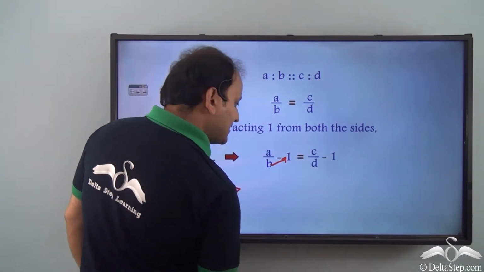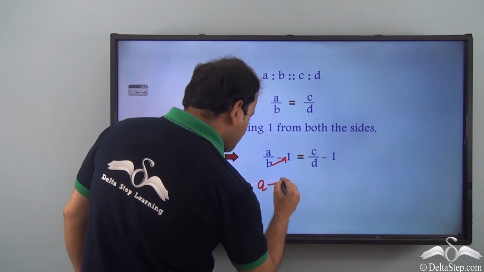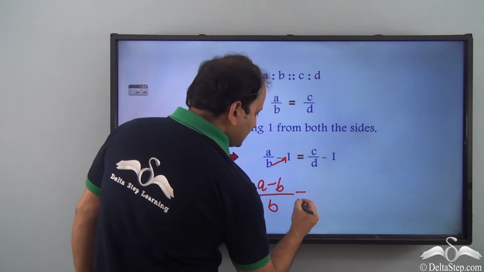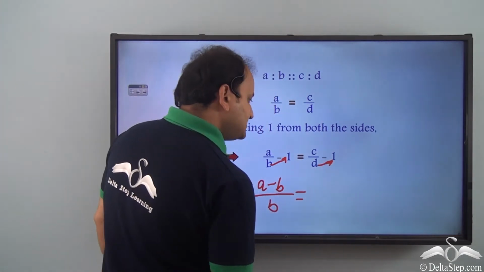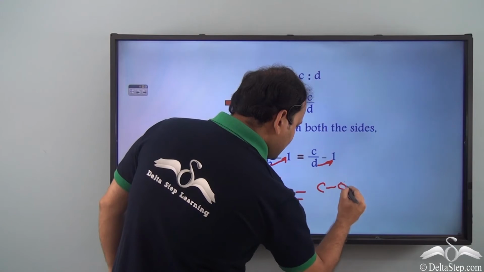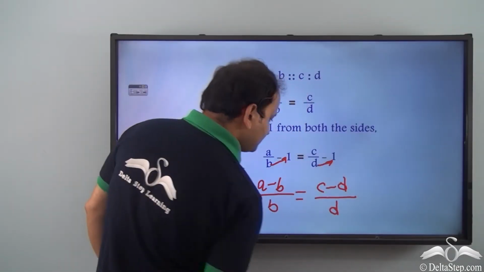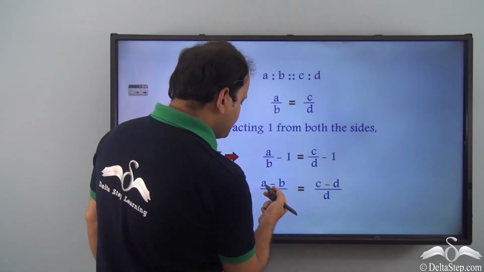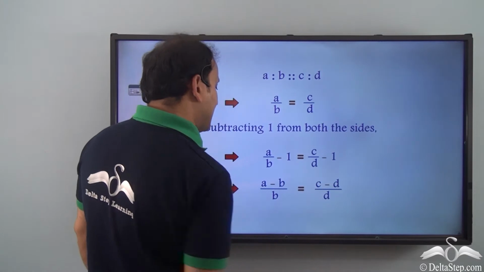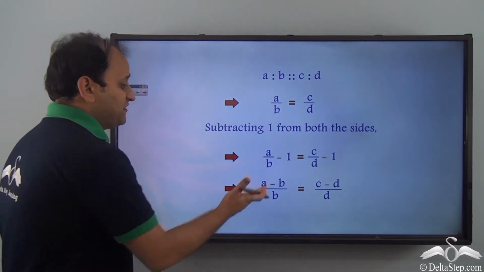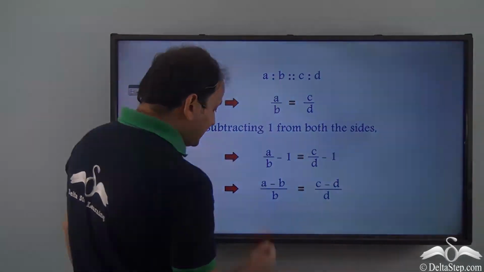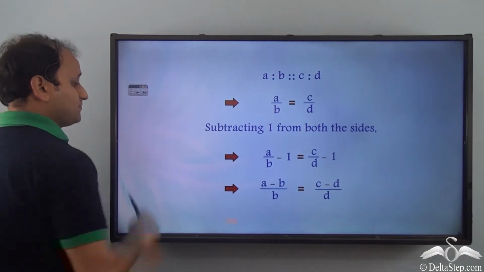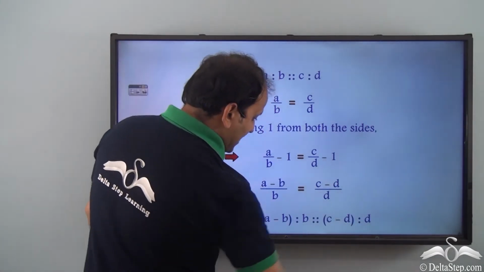B into 1 is B, so we can write A minus B, and this entire has a denominator B. Similarly, D into 1 is D, so C minus D by D. So we have this relationship here: A minus B by B is equal to C minus D by D. Now if we write this in the form of proportion, what do we get? A minus B is to B is proportional to C minus D is to D. So this is how we can write it.